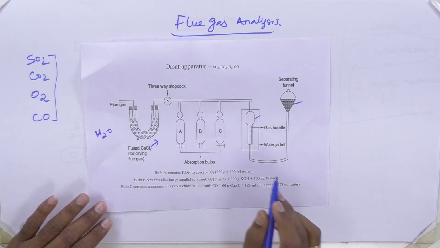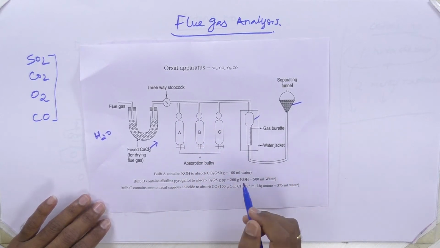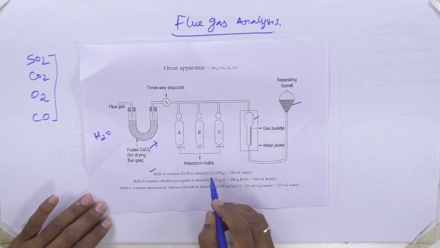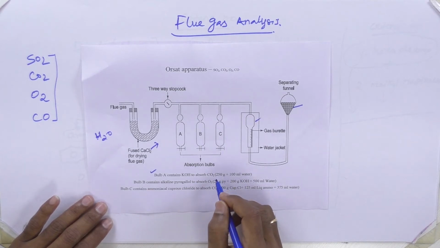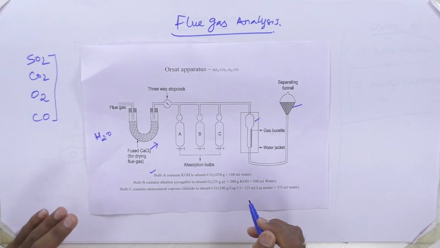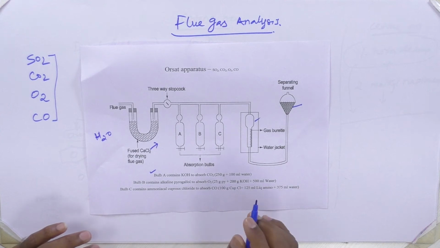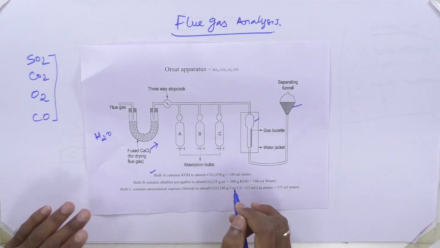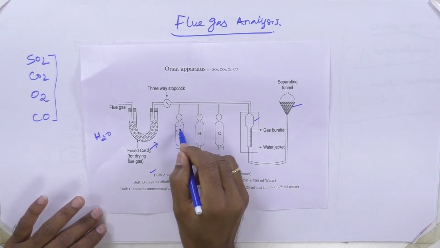Also it has three bulbs, bulb A, B and C. What is the purpose of keeping the three bulbs in the Orsat apparatus? Bulb A is used to absorb the CO2 molecule, and in order to absorb CO2, we fill this bulb with potassium hydroxide. What should be the concentration? We take about 250 grams of potassium hydroxide dissolved in 100 ml of water, which seems like a paste. That paste has to be filled in this compartment.